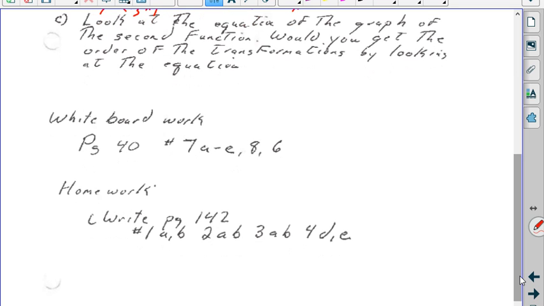So are there any questions on this? Yes, everybody go get your textbooks. The textbook is page 40, questions 7 and 8, and 6, 7, and 8. And then attached to your sheet, there should be workbook questions for you to work on for homework.